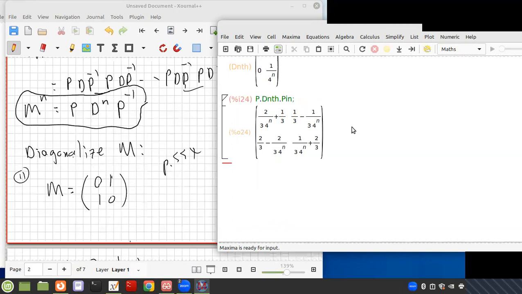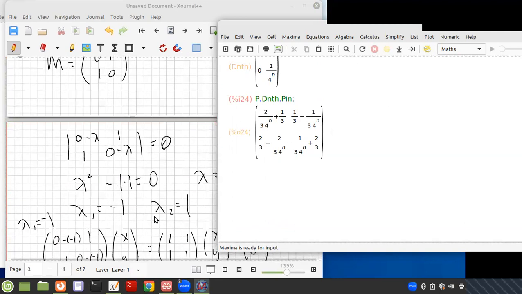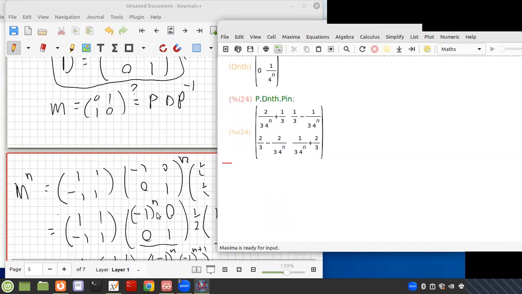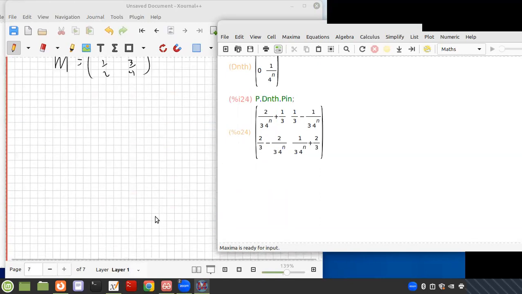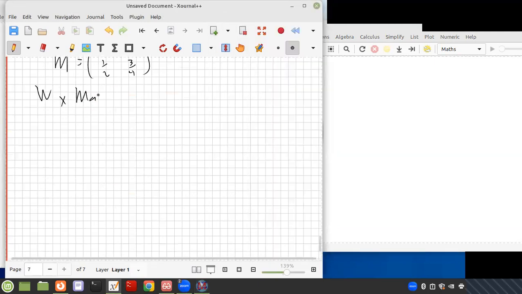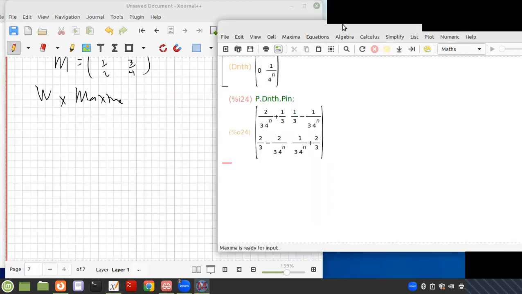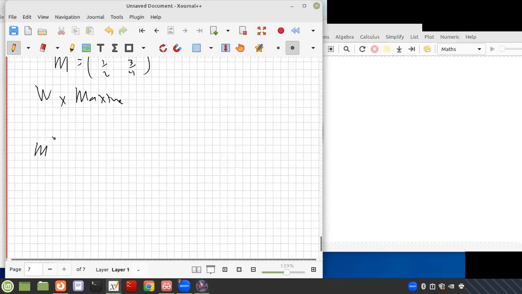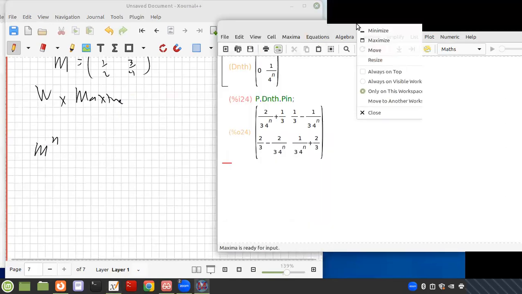Okay. So I think this should be m to the nth. Now, it's a little bit hard to read, but I'll write it down here at the bottom. Okay, we use wxMaxima to find, let's see, heaven is not always on top. So m to the nth, why is that? Let's make this always on top.